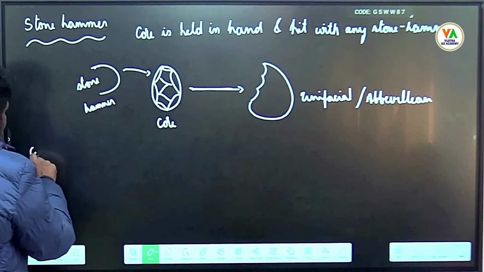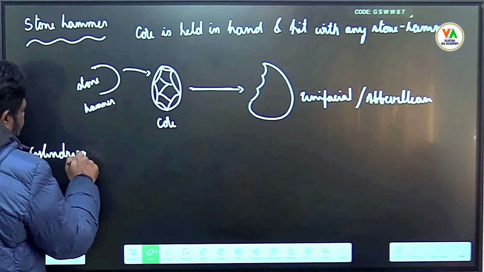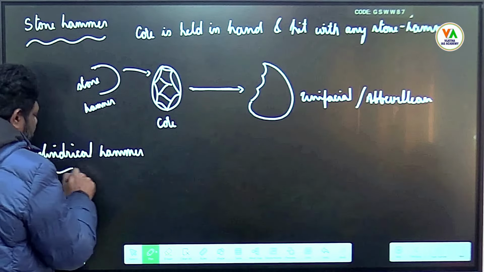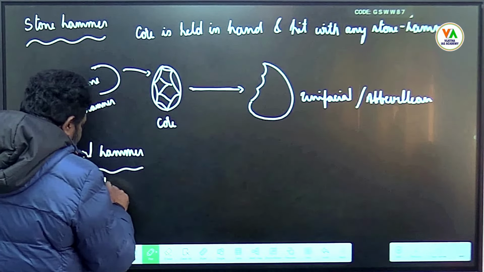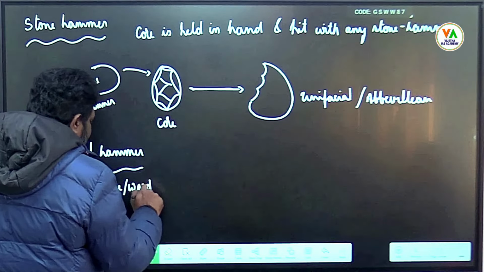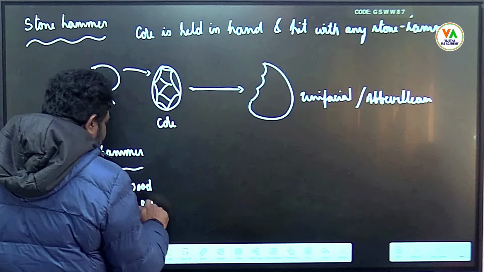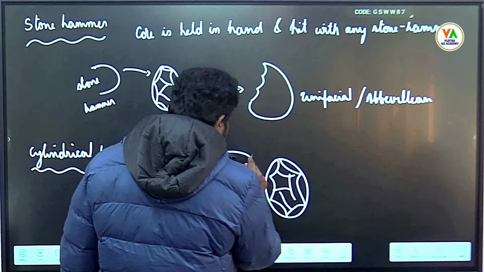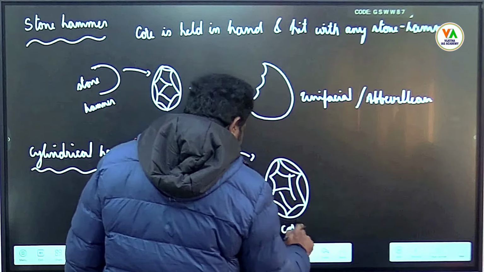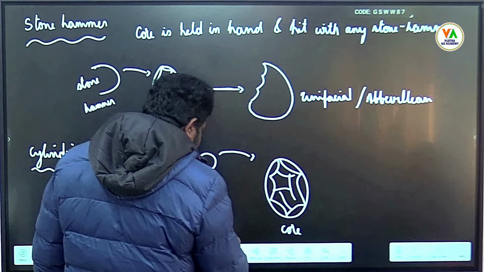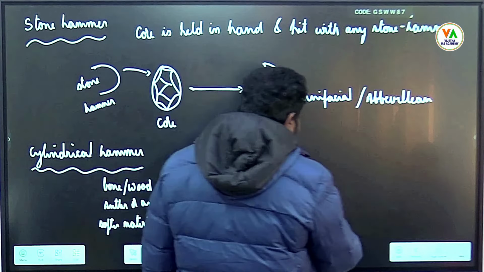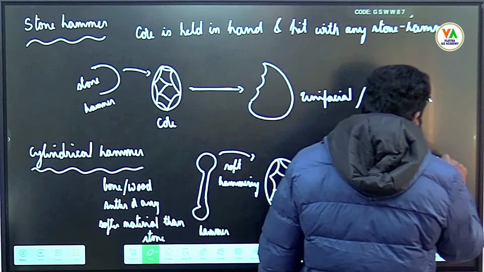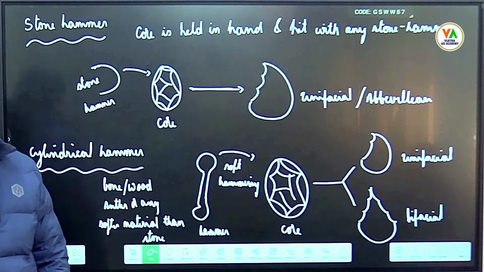Next one, cylindrical hammer. So in cylindrical hammer, instead of a stone hammer, they are taking a bone or wood or antler or any other softer material, maybe they have taken a bone and hitting on core. Here this bone is the hammer. This is known as soft hammering. So by this one you can make both unifacial and bifacial tools. So these are all direct hammering.